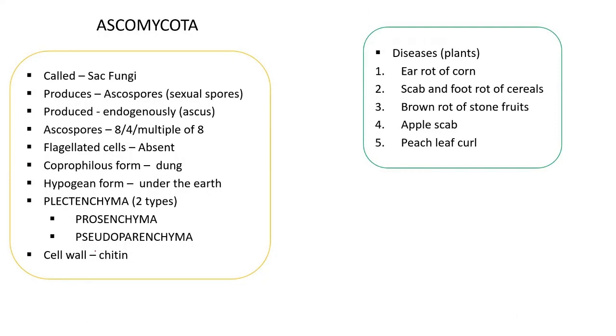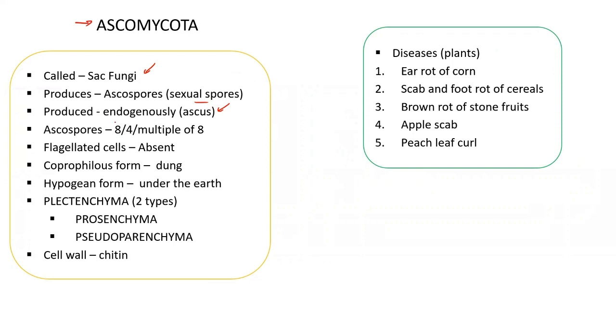Now let us talk about the next phylum, and that is Ascomycota, which is also called sac fungi. Because sometimes they ask questions from the common names in the last year paper. You can see that they asked about cup fungi, which is Peziza. Okay, so ascospores are produced, which are the sexual spores, and they are produced endogenously, whereas in Basidiomycota, basidiospores are produced exogenously. So this is the difference I should be knowing.